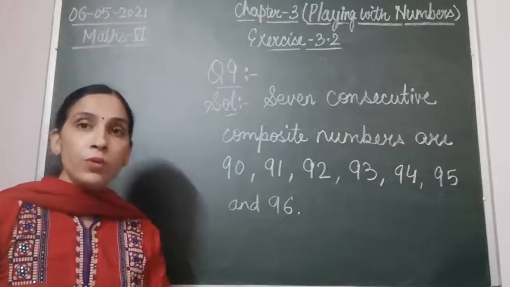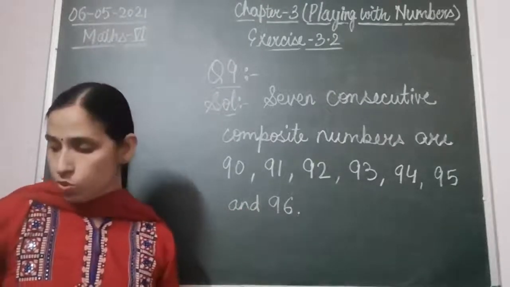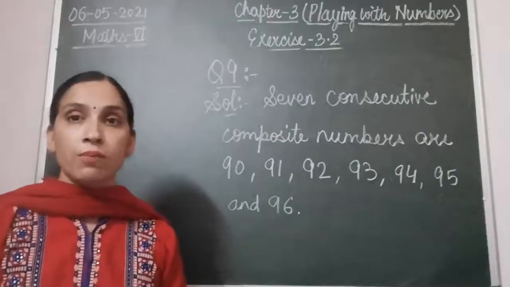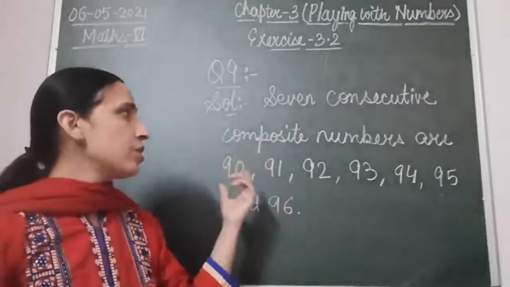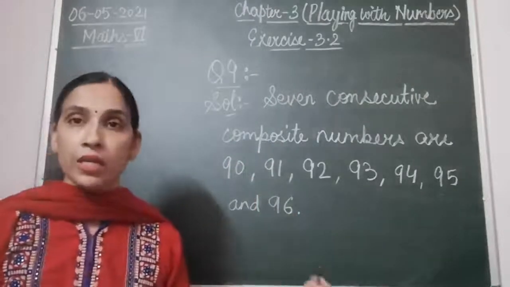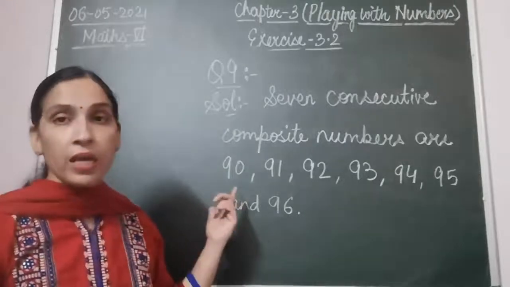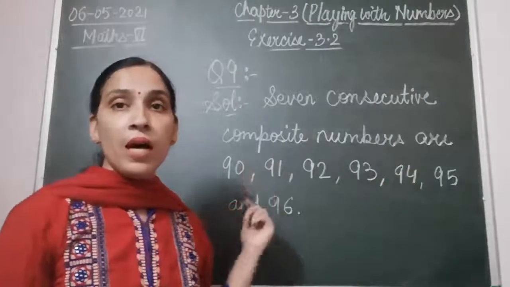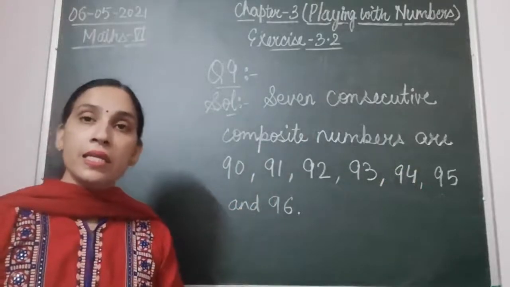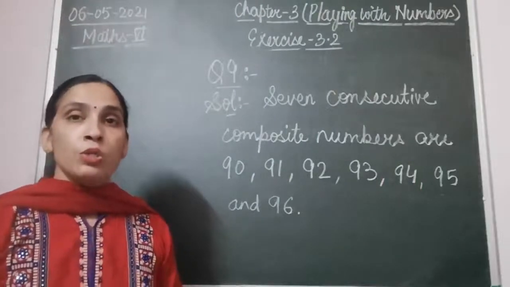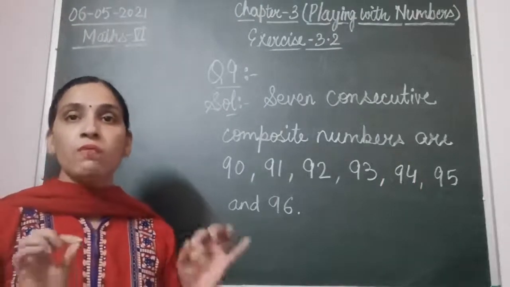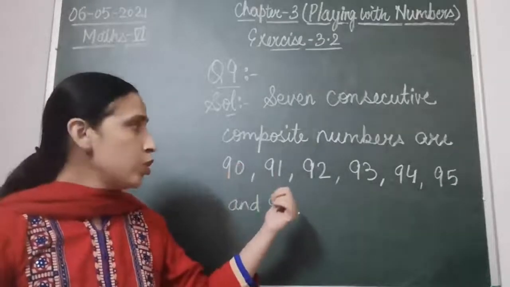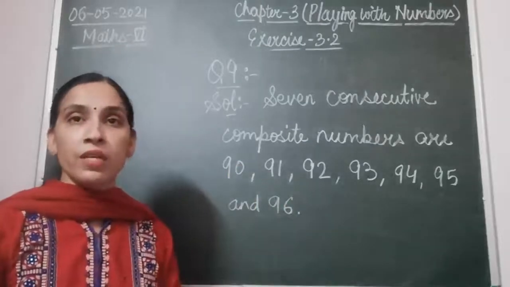Nowhere else are you going to get 7 composite numbers together except this. So this is the only answer for question number 9. Basically it starts with 90, 91, 92, 93, 94, 95 and 96. Again, 97 is a prime number. So the 7 consecutive composite numbers are 90, 91, 92, 93, 94, 95 and 96.